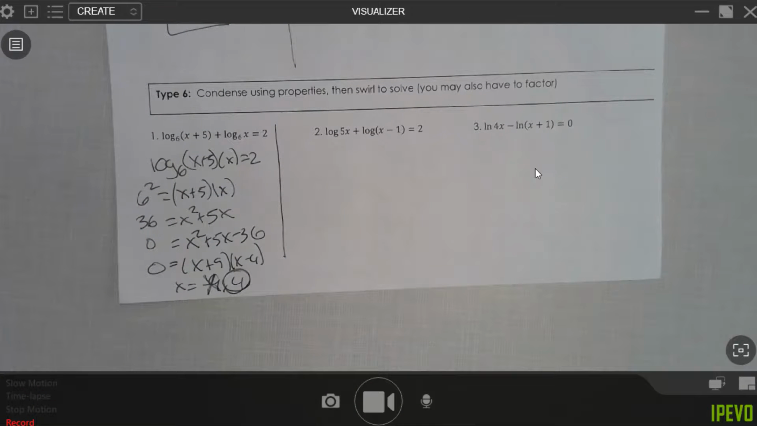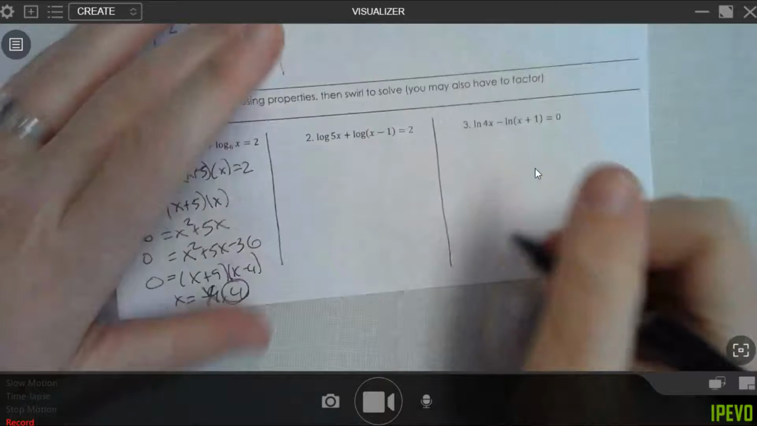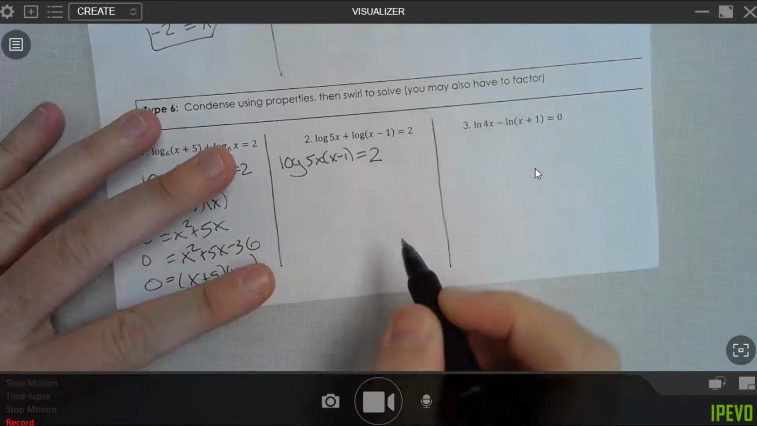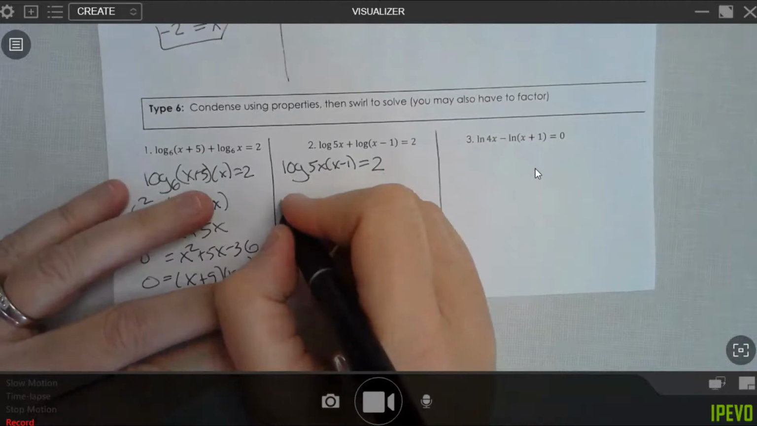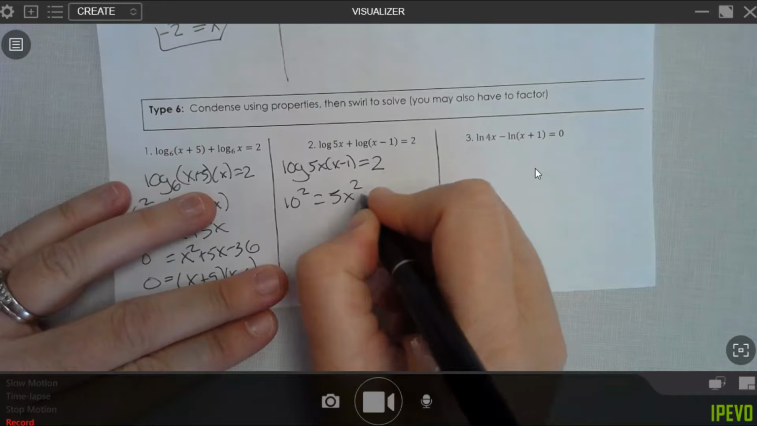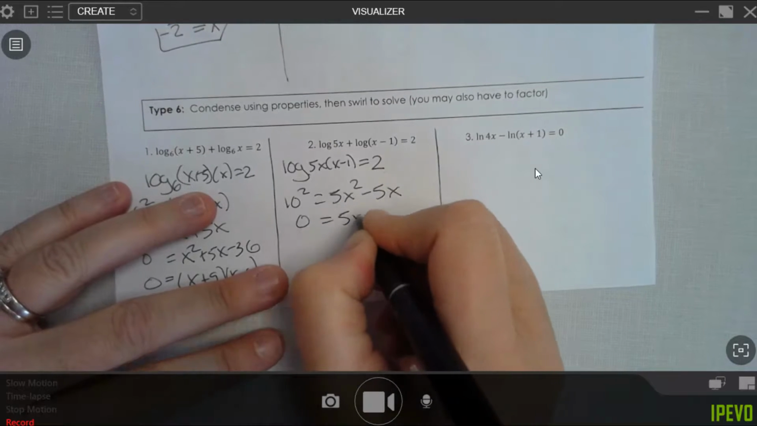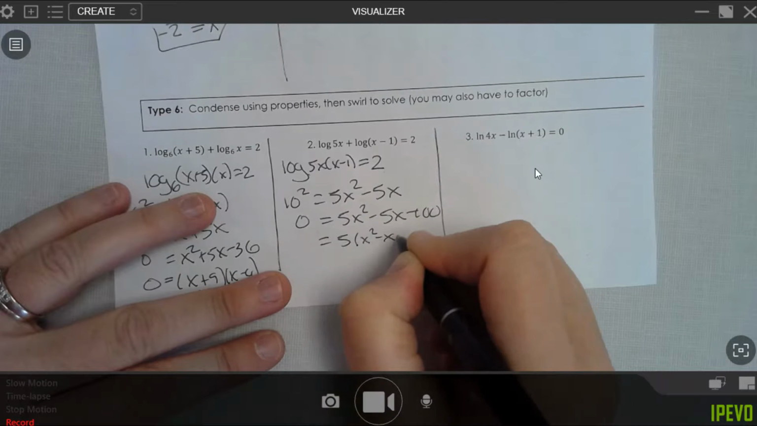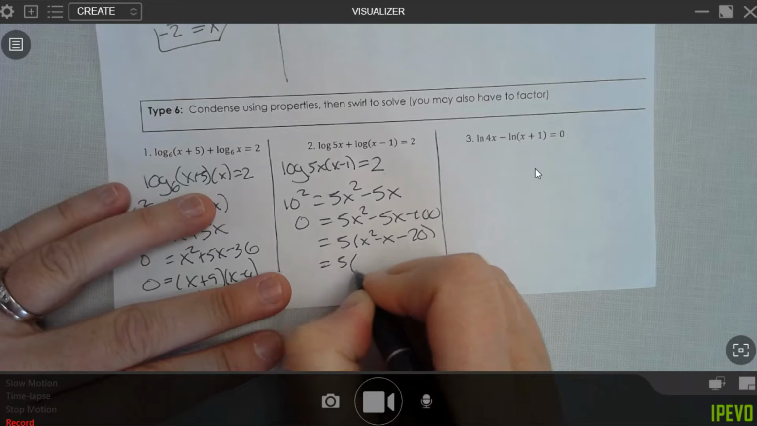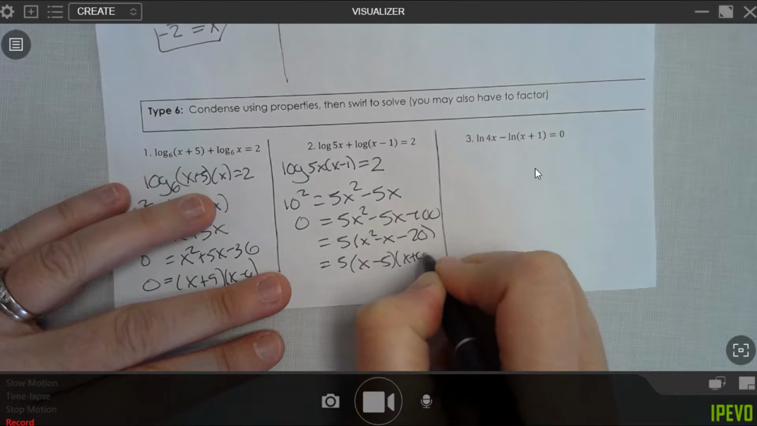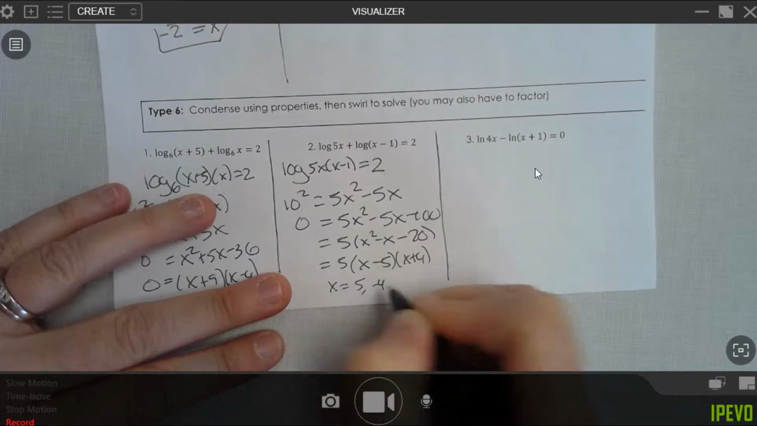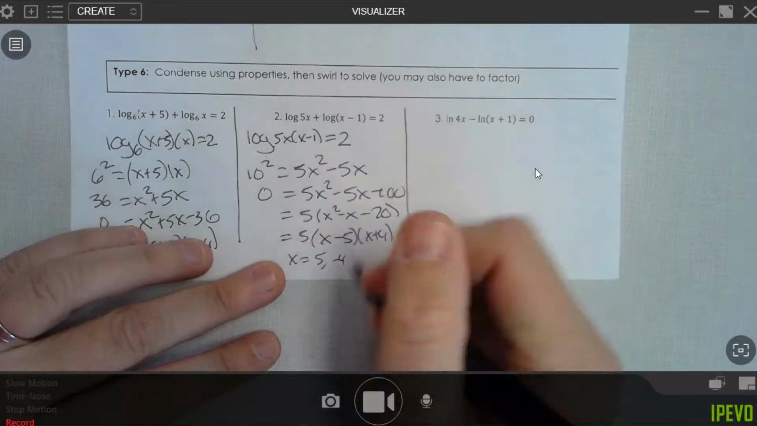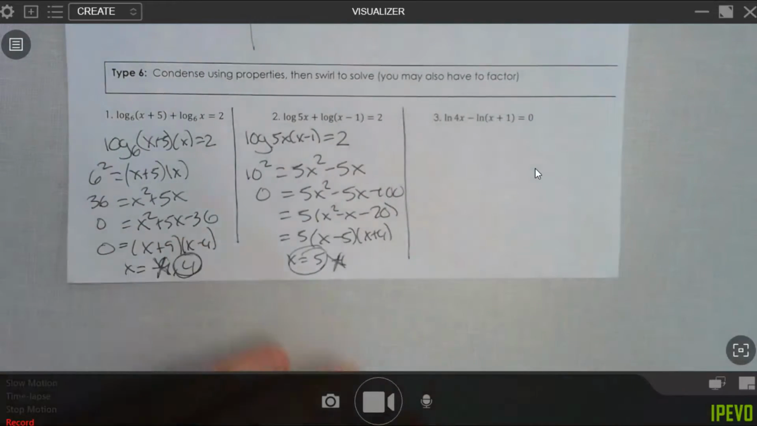So try 2 on your own, unpause when you're ready to see if you're right. On this one, make sure you remember the base of log is 10. I'm going to factor out my 5 because I like to factor when it's smaller numbers. So I'm going to check 5 is fine. It makes both of those positive. When I plug in -4, 5 times -4 is a negative number. So only the 5 works.